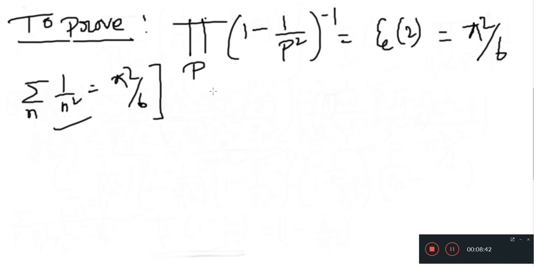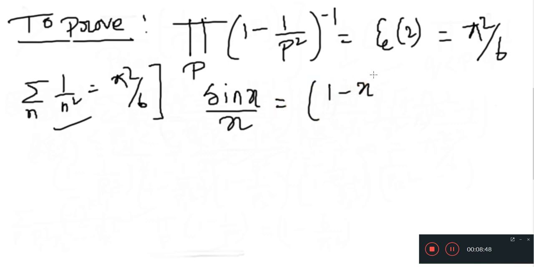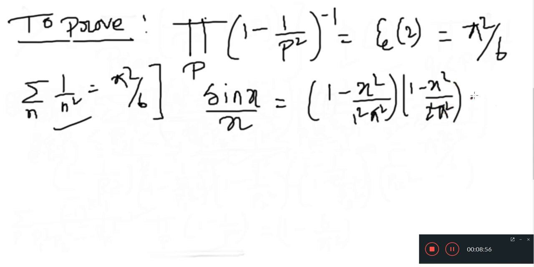That's all again an easy part, because we know sin x upon x is equal to, you know what, 1 minus x square by 1 square pi square into 1 minus x square by 2 square pi square, and all the way. This is called the Hadamard factorization of sin x upon x. This is also an easy thing to prove, and you can do it by calculating zeros and studying different patterns of the Hadamard factorization and stuff, right?